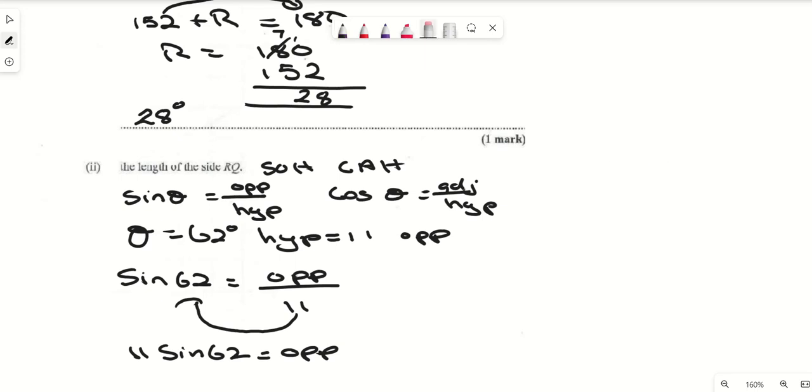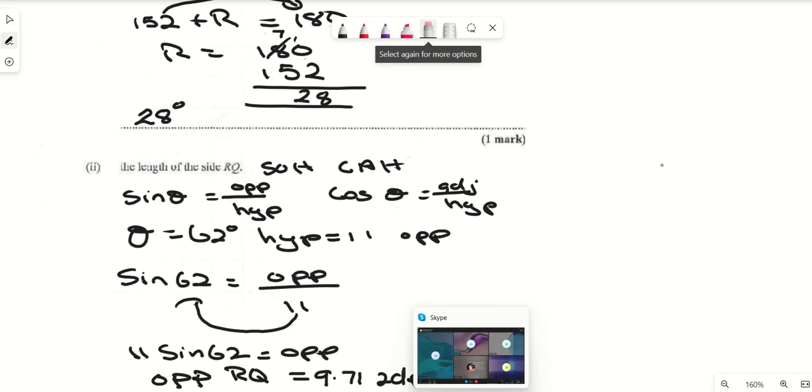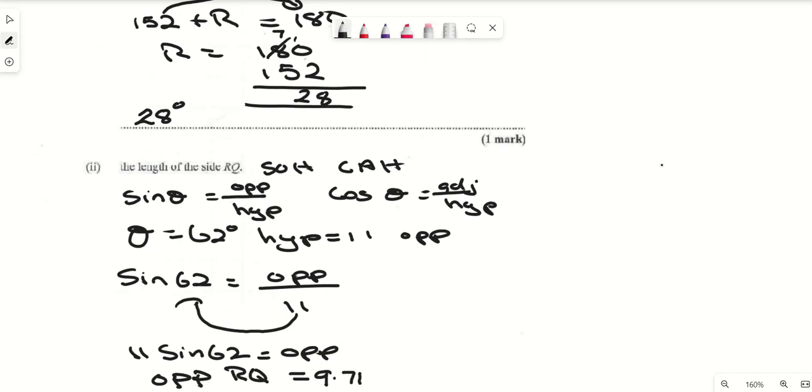So you're going to put 11 sine 62, and when you put that, you're going to get your opposite, so opposite or RQ, RQ is equal to 9.71 centimeters to 2 decimal places, and that would be your answer. Now, if you were using 62 degrees as your angle.